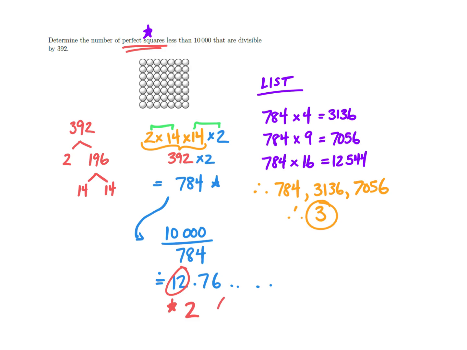If you're looking at it and you're thinking, well, my 2 values less would be 4 and 9. I could multiply 784 by 4, I could multiply it by 9, and I don't need to confirm that those values are less than 10,000. I know that they will be. So as long as I tie that back together with the 784, then I could come to that conclusion that there are 3 values to that problem without ever actually calculating what those values are.